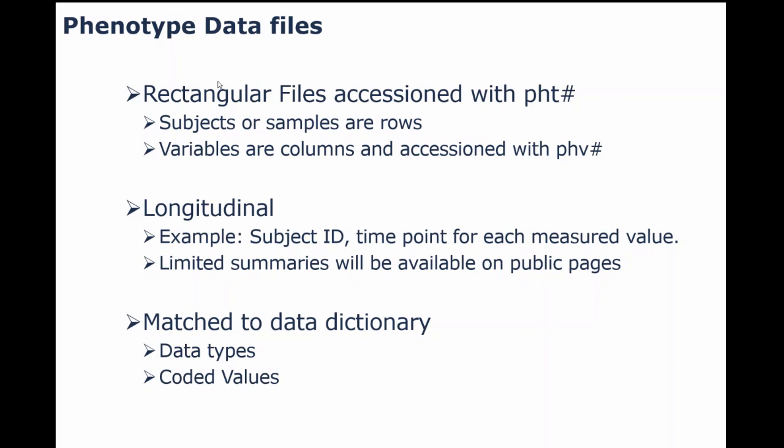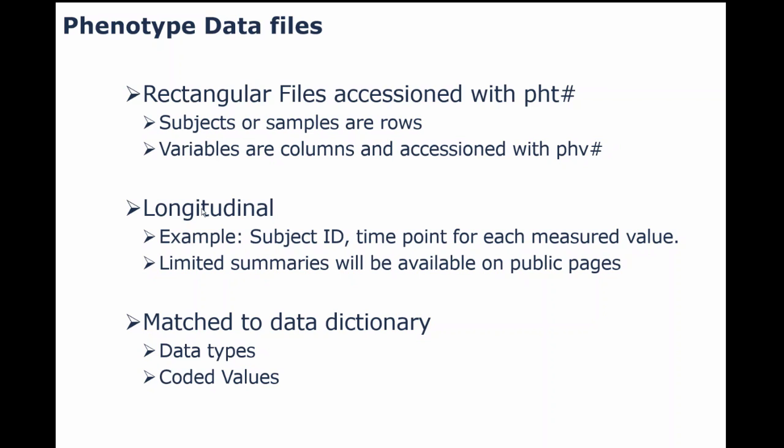I already talked about the phenotype data files, or rectangular files. They're accessioned with a PHT number, so they could be referenced later if you wanted to talk about a specific set of data in a paper that you publish. Then you can do that. These rectangular files normally are one row per subject, and each column is a variable. But they can be longitudinal, such that you have a subject time point for each row.